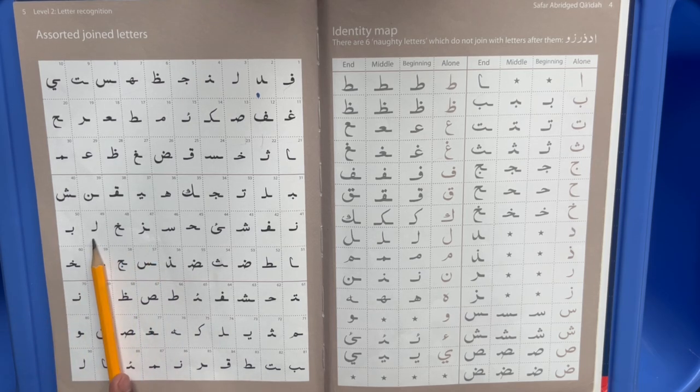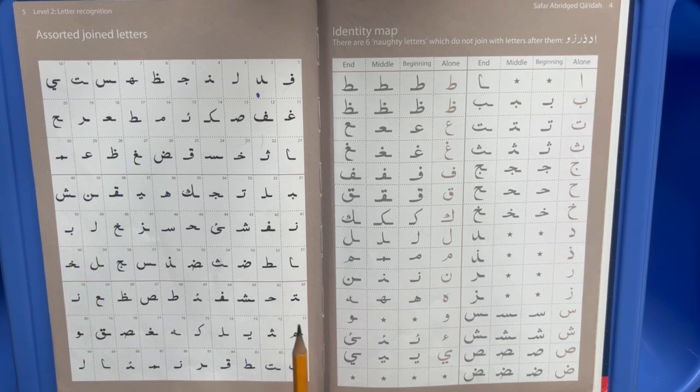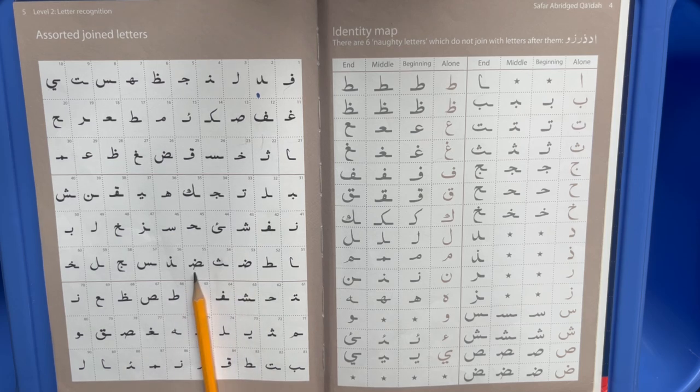Again, we come to the example of lam and alif. Now because the line goes straight and round, it would be lam. If it was just alif, alif would be on its own and it would always just be straight with nothing being after it. Moving on, ba at the beginning, alif at the end, ta in the middle, dad at the beginning, tha at the end, dad.